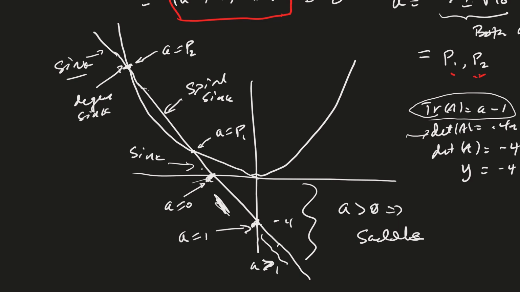Okay, so if a is positive, we have a saddle. If a is negative, that means we're in this region here. Okay, and then like we said before, this is where a is moving between P1 and P2 as a gets negative and more negative. All right, and so we move from a sink to a degenerate sink to a spiral sink to a degenerate sink to a sink. All right, that was fun.